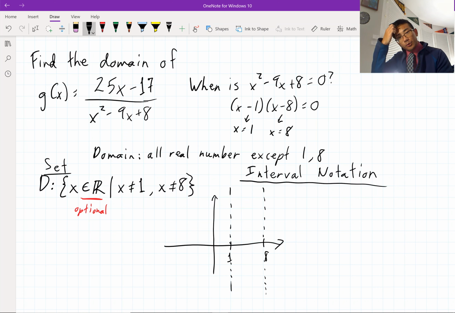And so this graph would exist in 3 chunks because all other real numbers are in the domain. And so this graph might look something like so. I haven't checked it out yet, but it might look something like this.